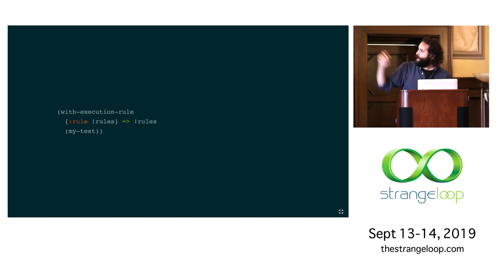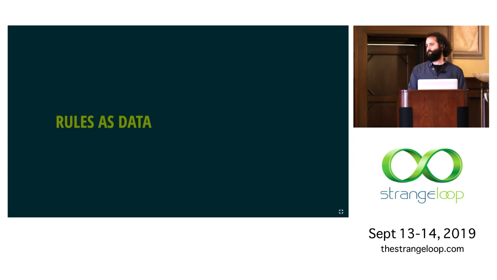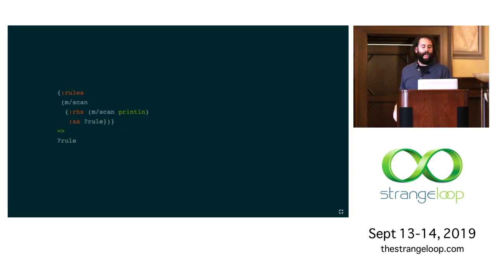And now I'll run my test, and I'll see all the rules that were invoked from that test. But this is not enough, right? If we have real data-oriented programming, we need rules as data. Our rules themselves should be data. So we can do things like this. We could say, hey, find me all the rules that contain print. Any rule that prints, I just want to know what it is, right?